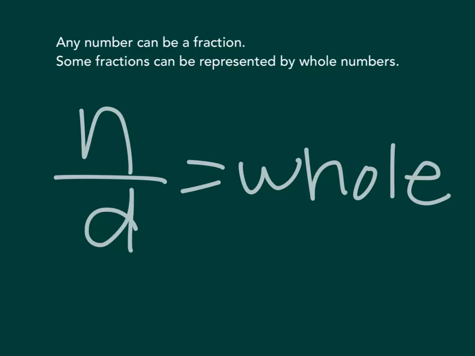We also learned that any whole number can be a fraction. We can turn any whole number into a fraction by putting it over 1. For example, we can turn 5 into a fraction by doing 5 over 1. This is because it takes one part to make up a whole, and we have 5 of those parts.